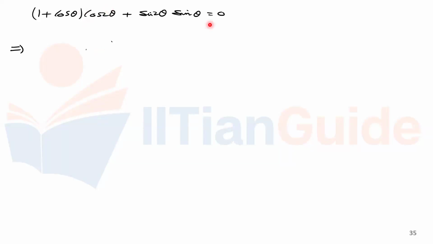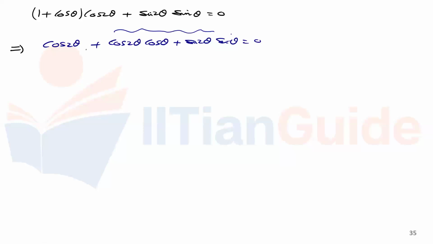No need. Just open the bracket. सब देख लिया करिए. Just open the bracket, cos 2 theta. After that, I am getting cos 2 theta cos theta plus sin 2 theta into sin theta, that is equal to 0. इस टर्म को पूरा ध्यान से देखिए. I am getting cos A cos B plus sin A sin B. That is cos of A minus B. Basically, this term is cos of (2 theta minus theta), or cos theta. So I can say that cos of 2 theta plus cos theta is equal to 0. Okay? No problem?